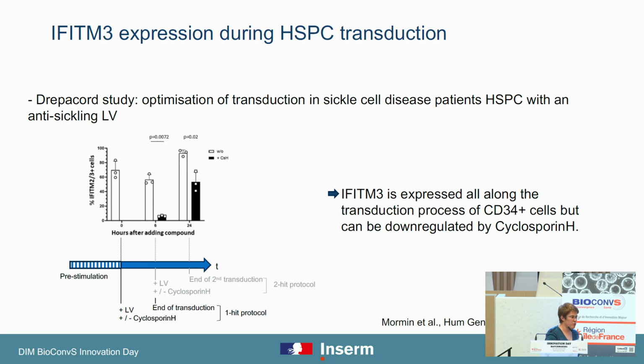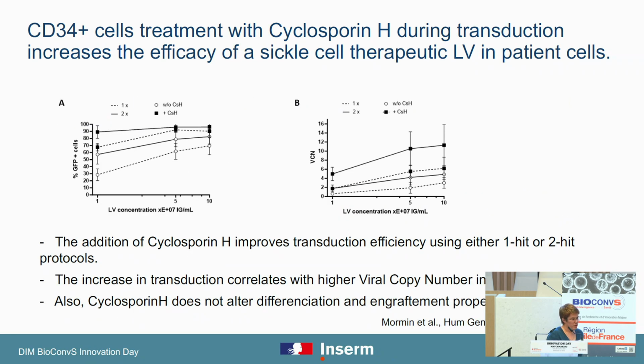And what we can see with the white bar is that at the time where the lentiviral vector is added, IFITM3 is very highly expressed in these cells. And if we add cyclosporine H at the same time as the lentiviral vector, the black bar, you see that the amount of IFITM3 is very significantly decreased. And it can be correlated with the effect on transduction that's represented here.